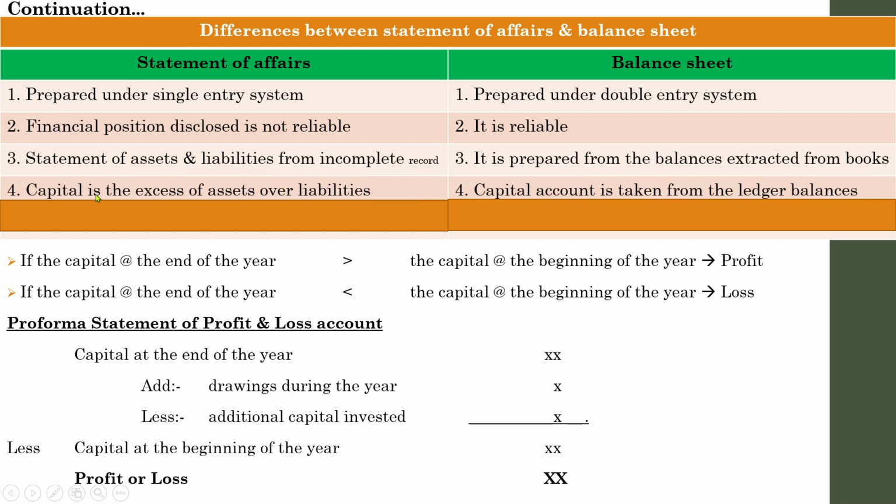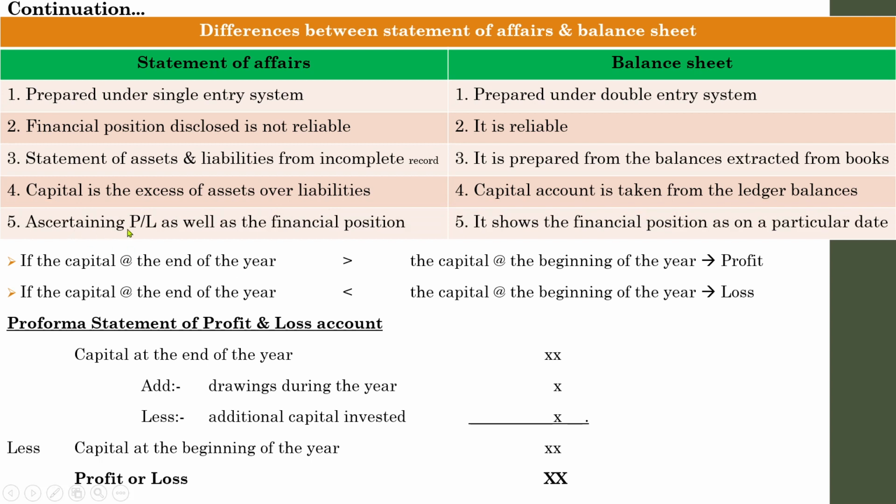Here the capital is the excess of assets over liabilities. We have mentioned that because statement of affairs is prepared to identify the opening capital or closing capital, whereas in balance sheet the capital account is taken from the ledger balances. Yes, in balance sheet we are preparing the balance sheet on the basis of the values of assets and liabilities from the concerned ledger balances or trial balances.